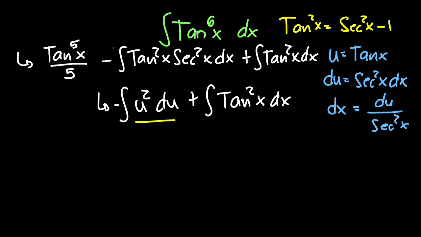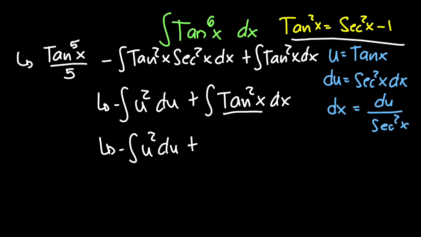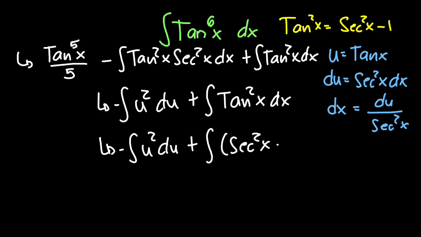Now that we have done this one, let us focus on this next part now. Since we already have here a tangent squared of x, we can now just simply transform it. So this would be the integral of secant squared of x minus 1 of dx. And now we can actually take the integral of it one by one, starting with this first.